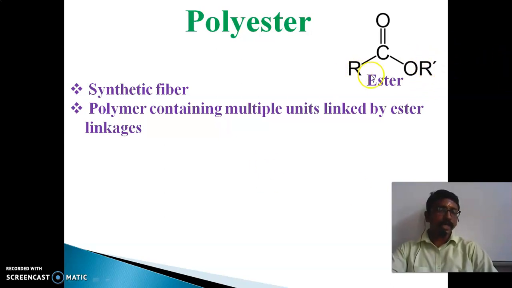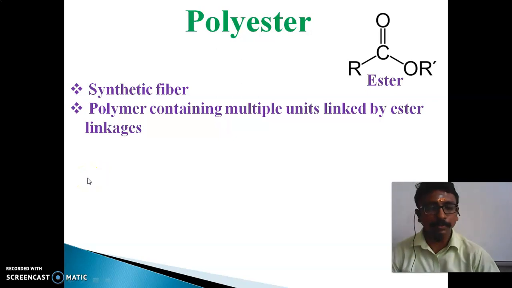So R indicates an alkyl group, and if R dash is also indicated in that functional group formula, then R dash indicates a different alkyl group. Here one alkyl group is there, and here another alkyl group is there. Are both the same? No. Both alkyl groups are different. That's why they indicated it as R dash.